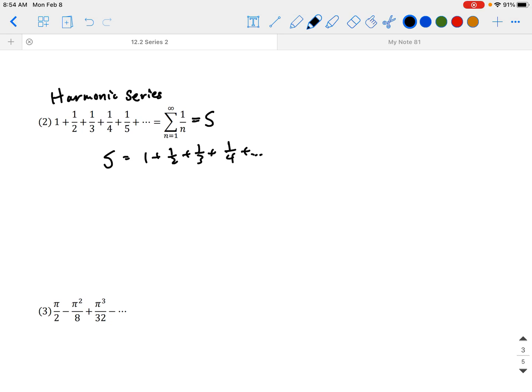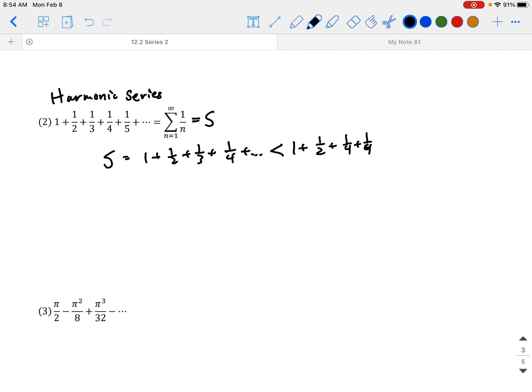So I'm going to shrink this series down a little bit. So this is going to be less than 1 plus a half. And then I'm just going to take the even reciprocal powers and duplicate them. So I'm going to have 1/4 plus 1/4. So note this is instead of the 1/3. And 1/4 is smaller than 1/3.